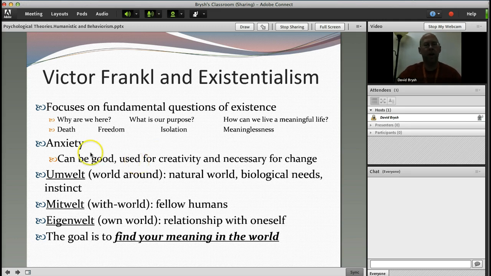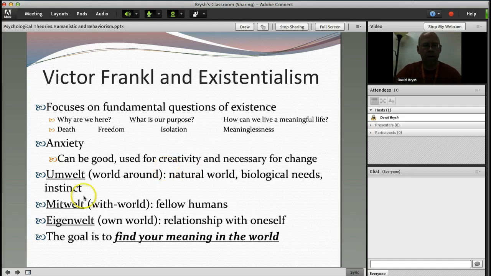He has a couple of German words that he uses. One is Umwelt, Mitwelt, and Eigenwelt. Pretty good German, right? I know. Umwelt means the world around. So it's the natural world. It's your biological desires and drives, right? So it's the id. He puts the id in this category, right? And he also believes that the natural world, the biological world around you, is the Umwelt, the world around.